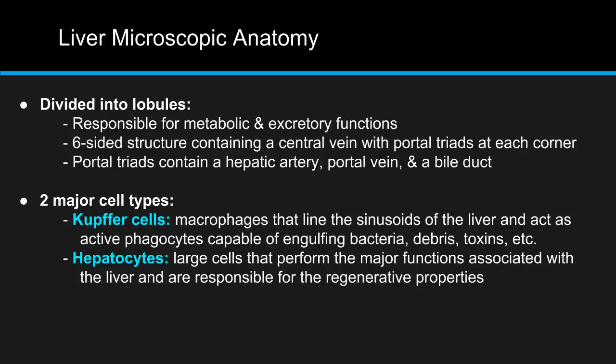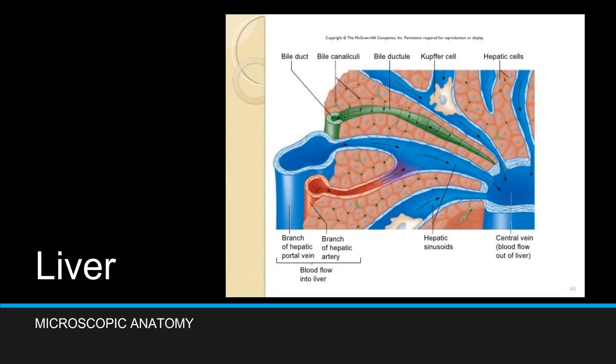There are 2 major cell types in the liver, Kupffer cells and hepatocytes. Kupffer cells are macrophages that line the sinusoids of the liver and act as active phagocytes capable of engulfing bacteria, debris, toxins, and other substances. Hepatocytes make up approximately 80% of liver volume. They are large cells that perform the major functions associated with the liver and are responsible for the regenerative properties of the liver. Here we have a diagram depicting the microscopic anatomy of the liver.